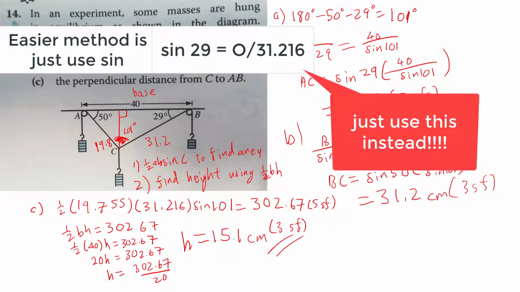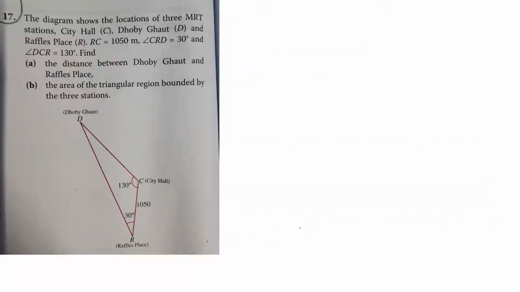Okay, finally, the last question. Part A asks us to find the distance from D to R, or R to D. So we have this triangle down here. We are given two angles, which I said is much like we are given the third, because this one is 20 degrees. So we have the opposite side, the opposite angle. We want to find another side, and we are given the opposite angle. So very simple sine rule.